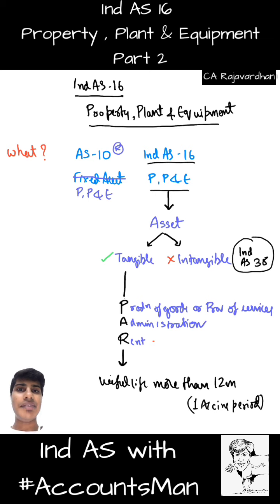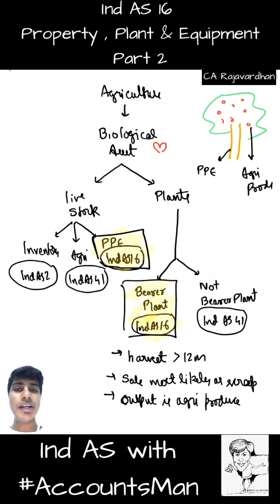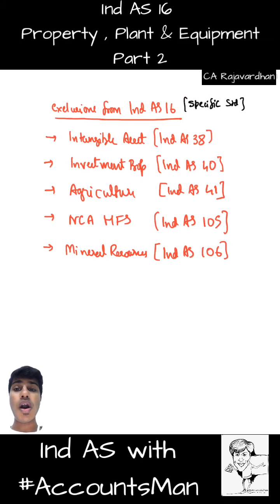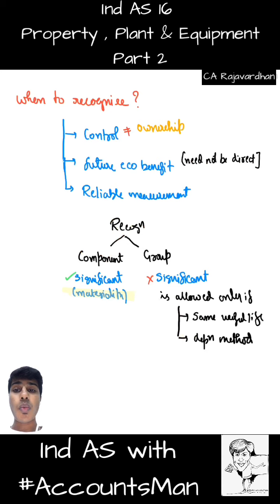In the previous lecture, we had started with Ind AS 16, property, plant and equipment, and we had also discussed what exactly we mean when we refer to the word property, plant and equipment, what is covered, what is not covered, and we also went on to discuss when to recognize. So what and when is done.